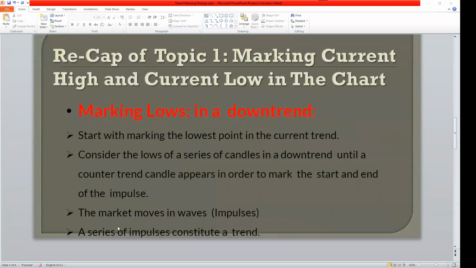So the market does not move in a straight line from point A to point B, C, D. It moves, it comes back. It moves, it comes back. They are waves. They are what we are calling impulses. Consistently it keeps building on those waves, and then in the long run it establishes what we are calling a trend, either an uptrend or a downtrend, and that is the starting point.